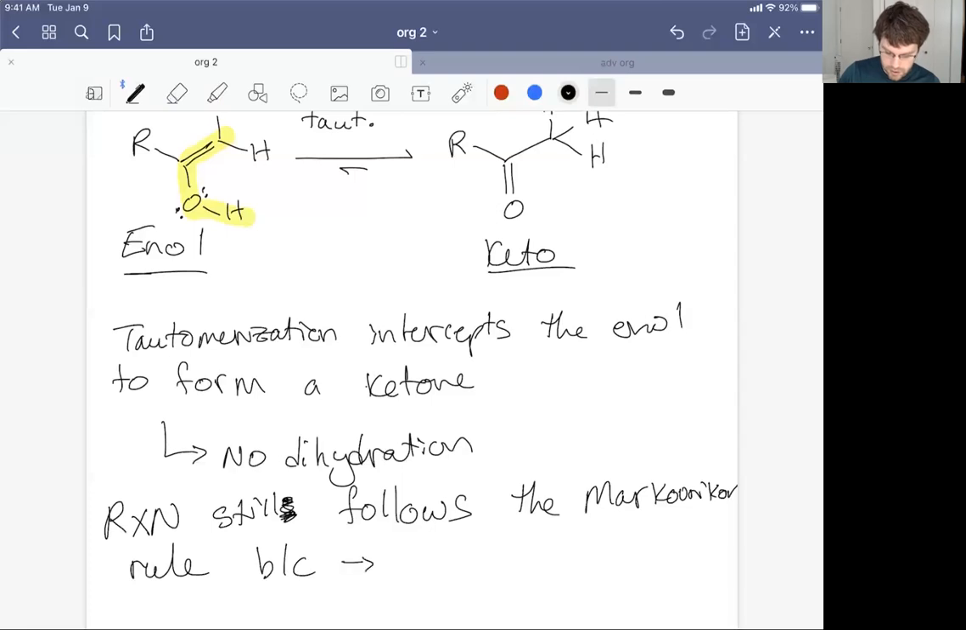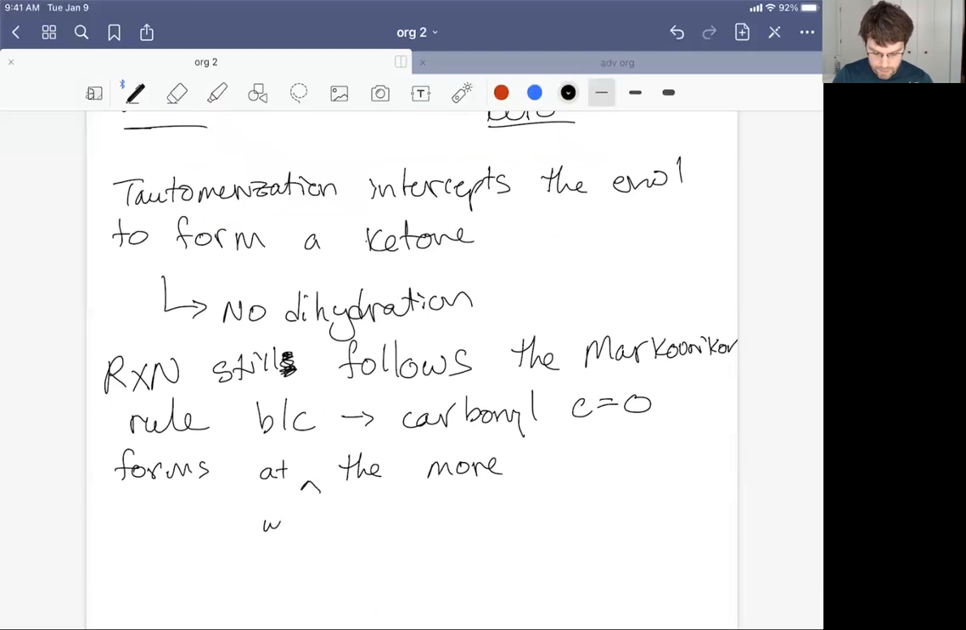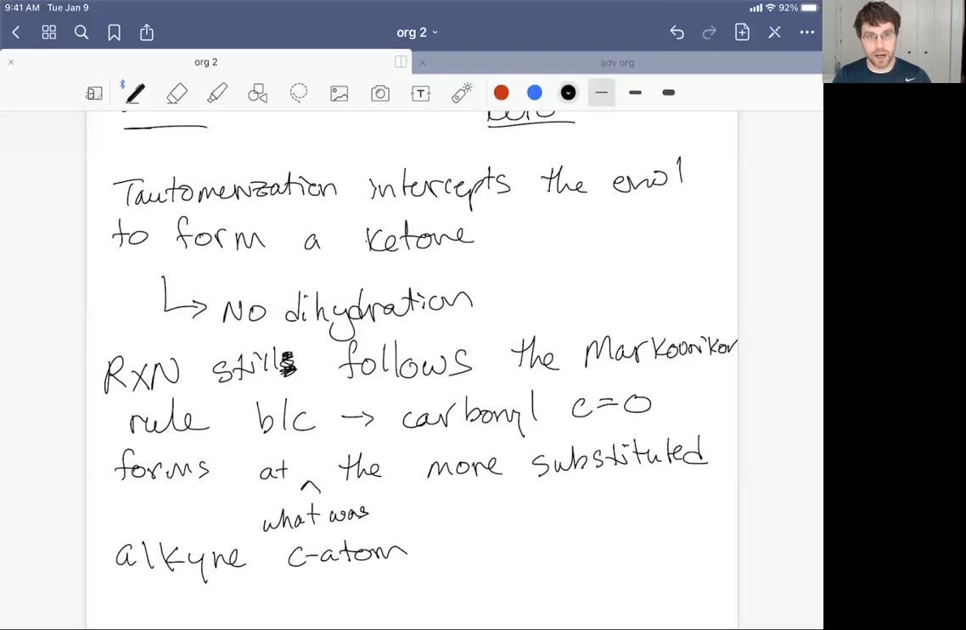Because the carbonyl C-O bond forms at the more substituted, or at what was the more substituted alkyne C atom. So the more substituted alkyne carbon atom is what ultimately gets replaced with the carbonyl. And then the hydrogen ended up, actually both hydrogens of our water molecule ended up at the less substituted position.